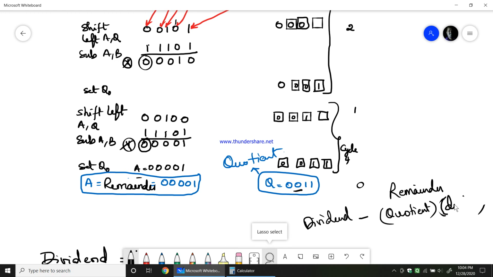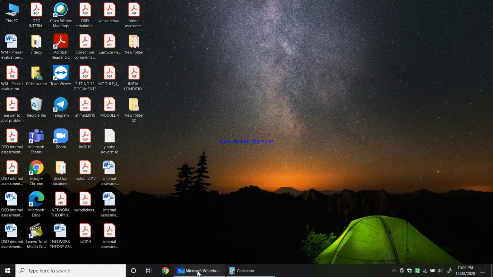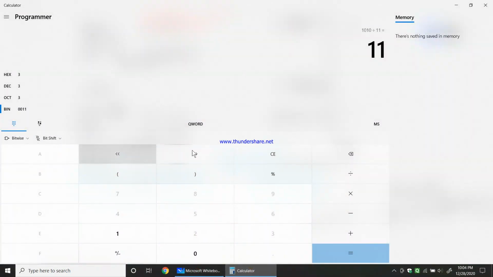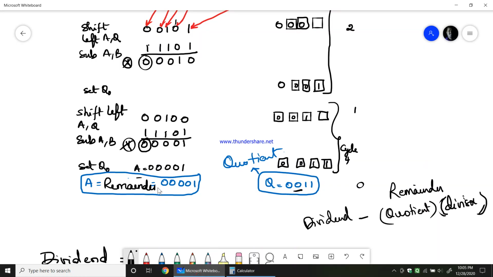So I hope here the dividend is 1010. 1010 minus 0011 multiplied by 11, which is equal to 1. 1010 minus 11 into 11 will be 1, and that is the result we have got as the remainder. You see, the remainder is all zeros and 1. I got the remainder to be equal to 1.